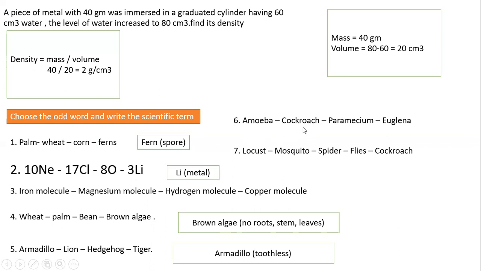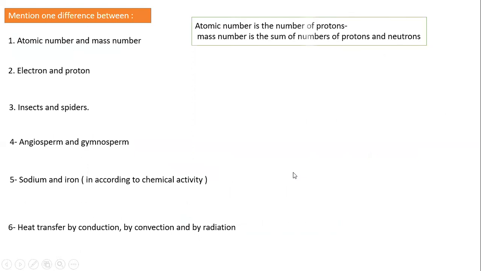Amoeba, cockroach, paramecium, euglena. Yes, microorganisms, but cockroach is an insect. Locust, that is grasshopper, okay? Locust, grasshopper. Mosquito, spider, flies, cockroach. You see here, which one? Yes. Spider is an arachnid, 8 legs, while the other insects have 6 legs. So spider. Okay. Now let's see what we have.